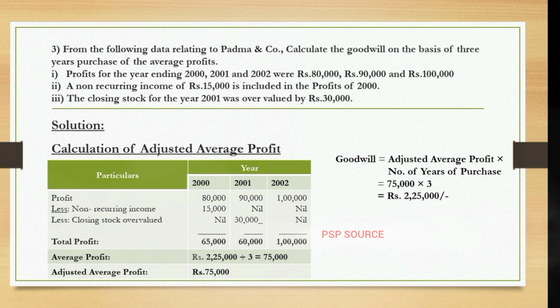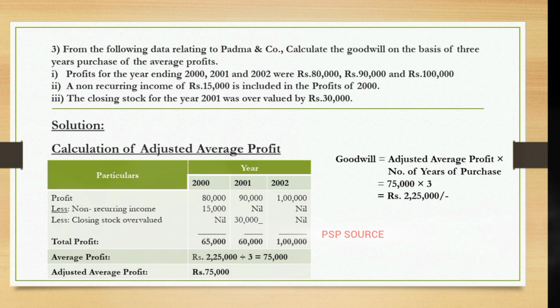The closing stock for the year 2000 was overvalued by rupees 30,000. So here closing stock overvaluation is given, and we have to deduct such balance from profit. Why? Because overvaluation artificially increases our profit. We have to deduct the overvalued closing stock for calculating adjusted average profit.